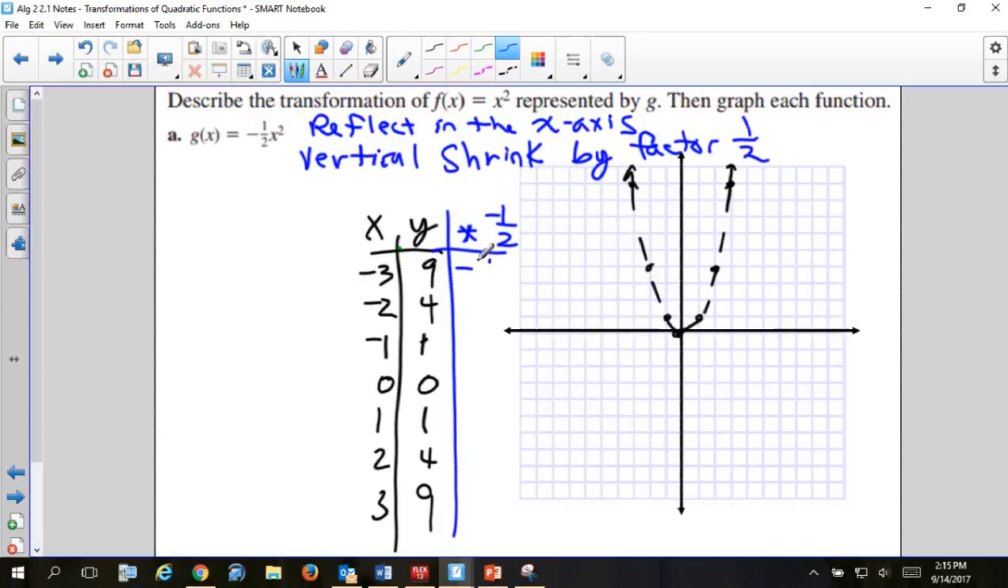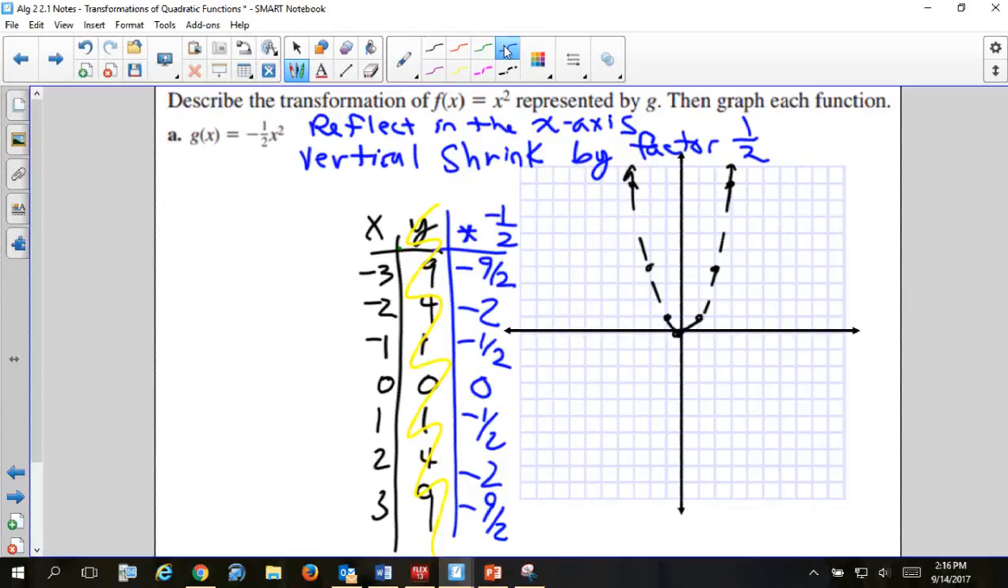So we get negative 9/2, negative 2, negative 1/2, 0, negative 1/2, negative 2, negative 9/2. Notice the symmetry. You really have to do the math for only half of them because it's symmetrical. We always graph the most recent x and the most recent y. So since we changed our y's, we don't graph those old y's. We only graph the most recent ones.